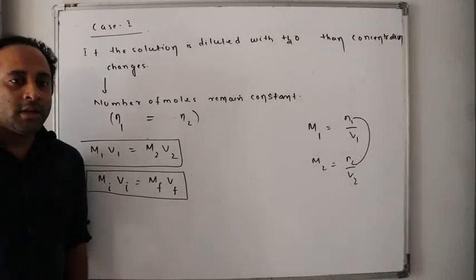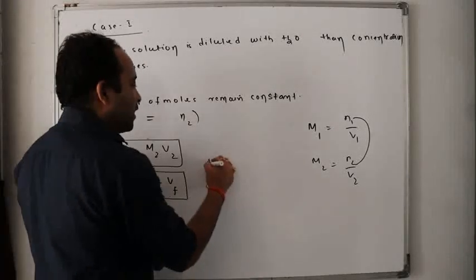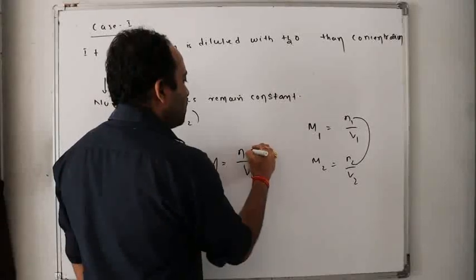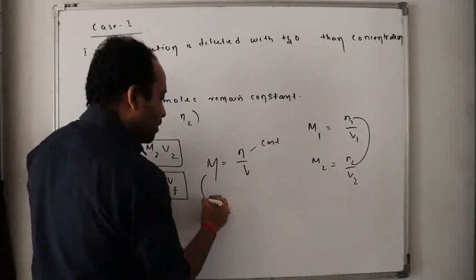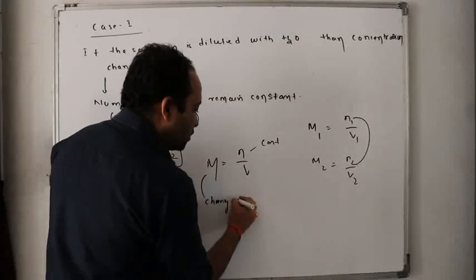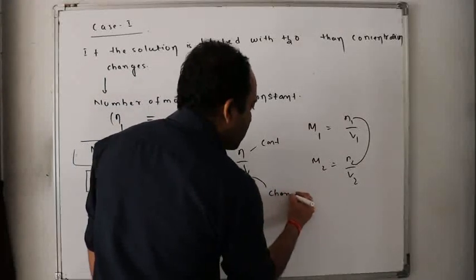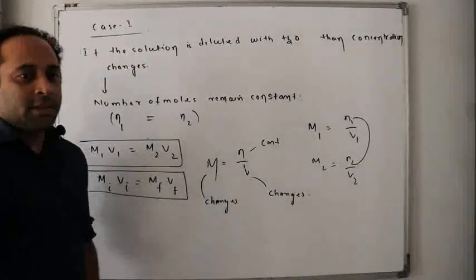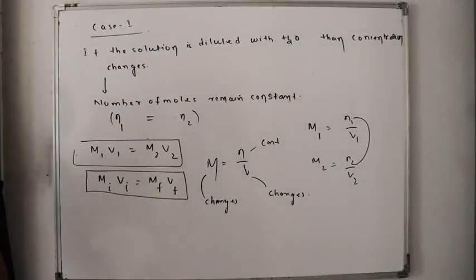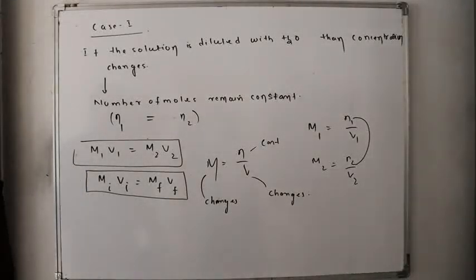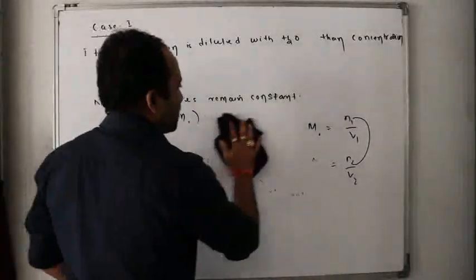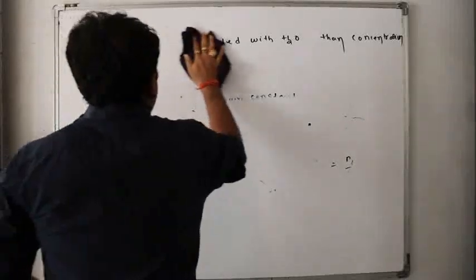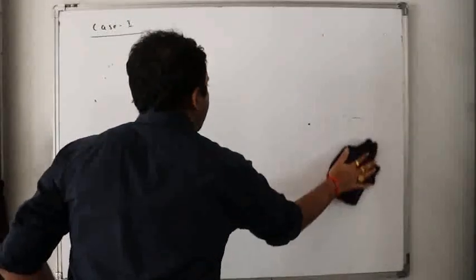yes or no? Easy. So what happens in this particular case that I discussed, molarity is equal to number of moles by volume, n constant, isn't it? So molarity changes, volume also changes, isn't it? Clear? So this can only be backed with the help of an example. Let me give you an example so that you can apply this concept.